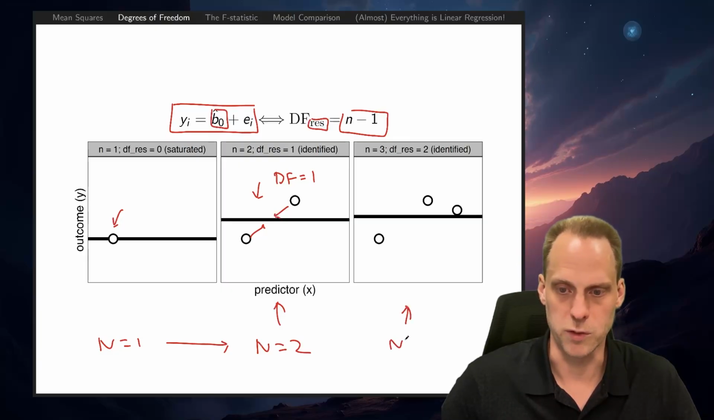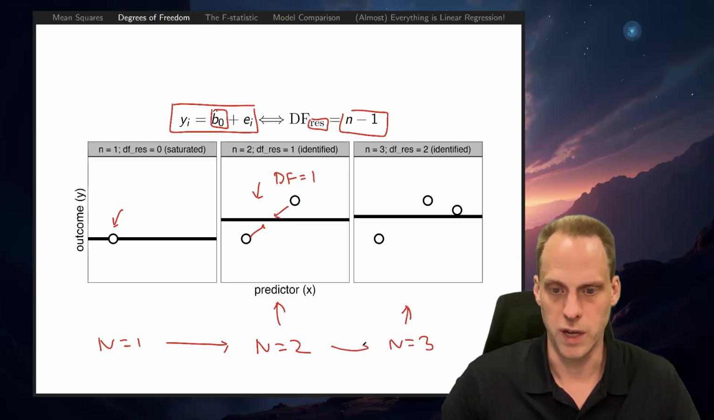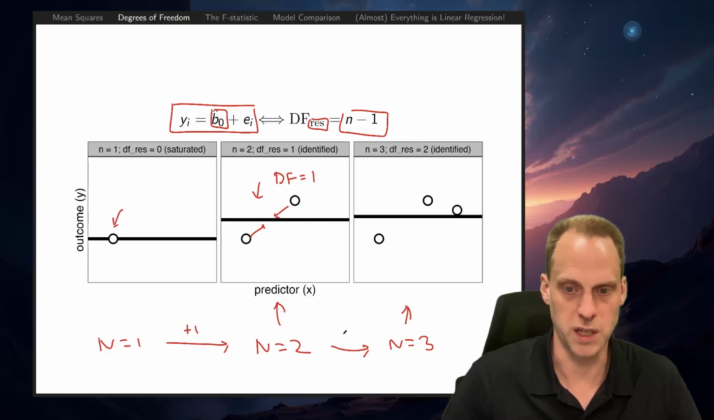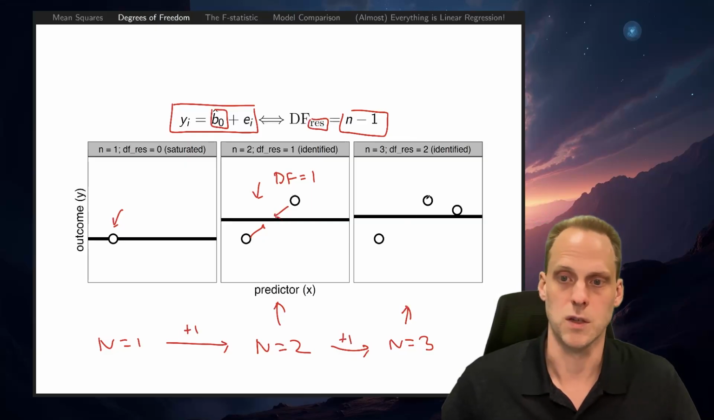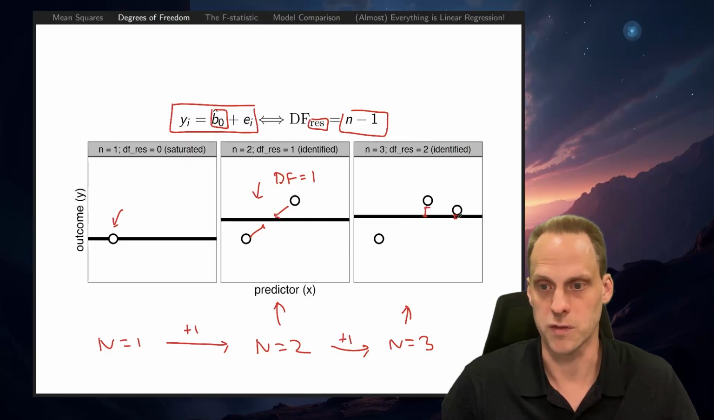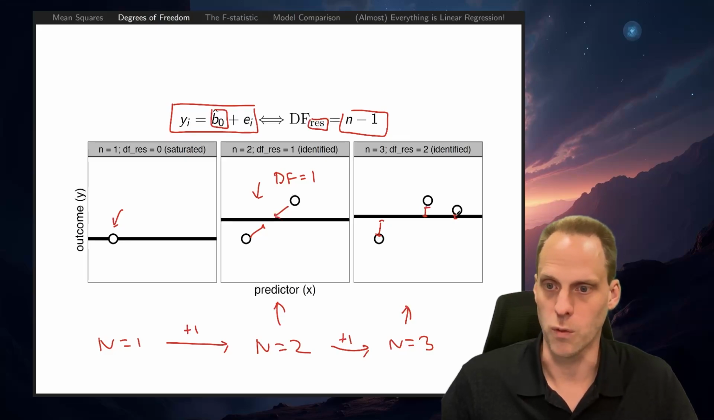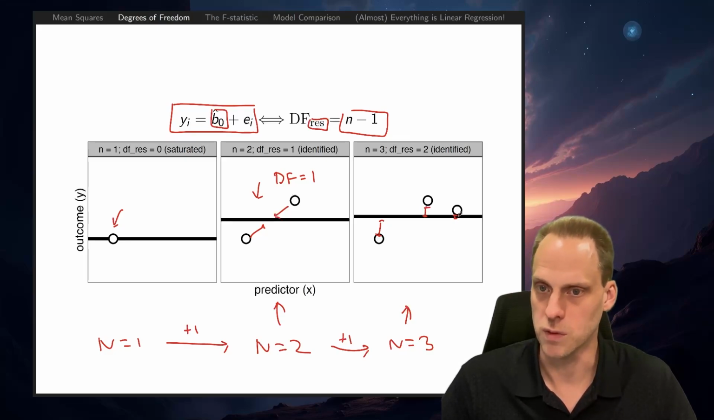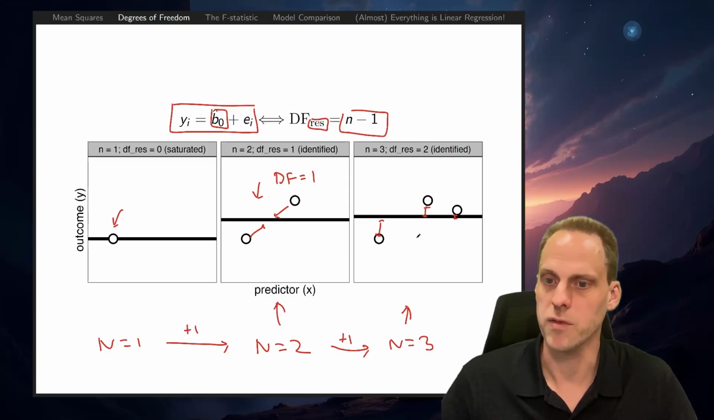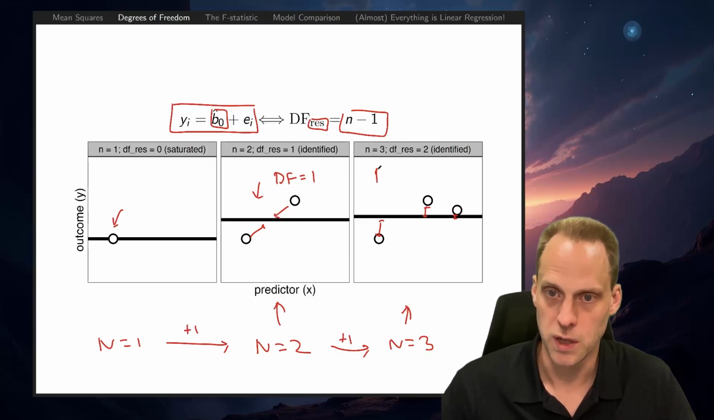Now we have n equals 3. Here we add 1 piece of information again, right? So we can estimate the variance even better. We have 3 distances from the mean. But again, these distances are actually only 2 pieces of information. If we know 2 of them, we know what the third one should be because we know the mean as well. So we don't actually have 3 pieces of information, we only have 2. And that's why degrees of freedom equals 2.